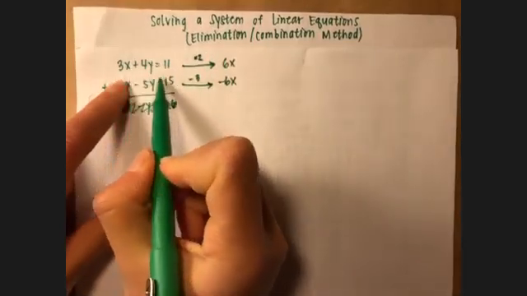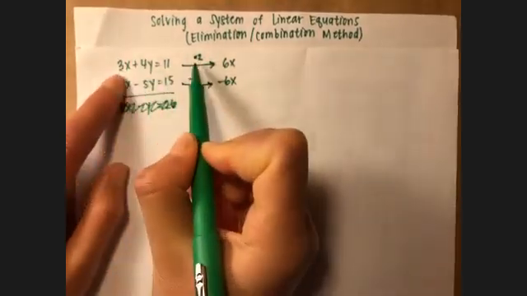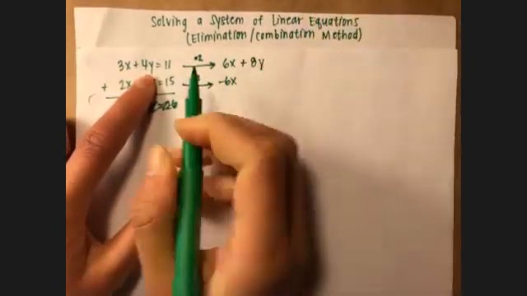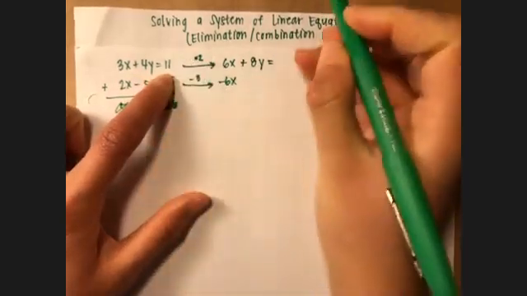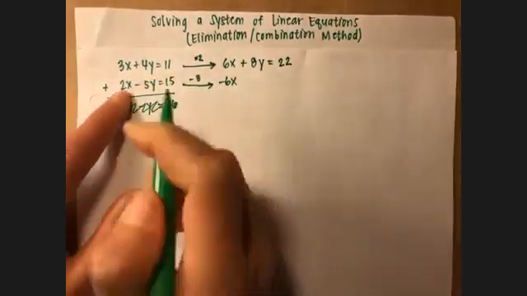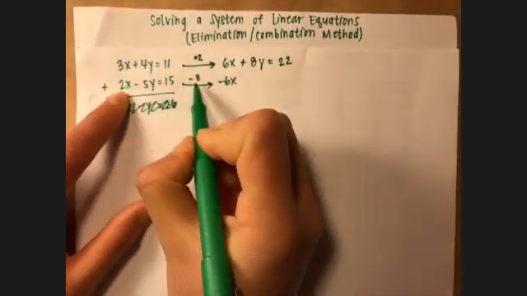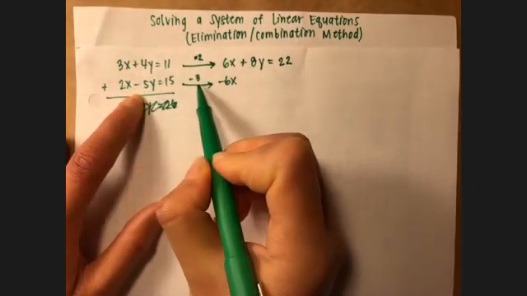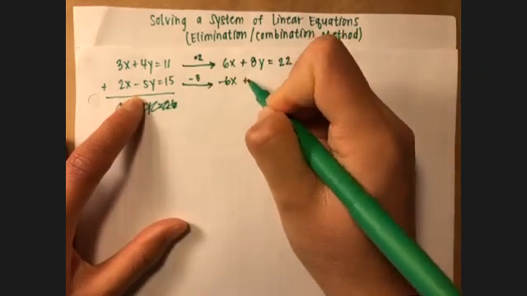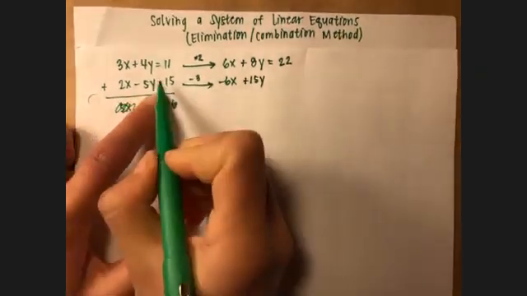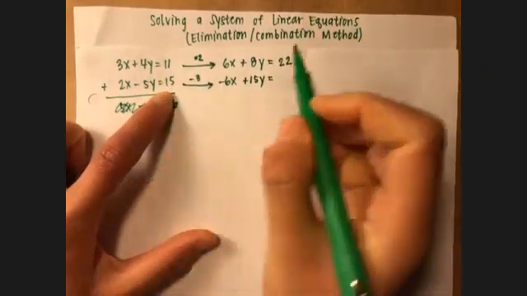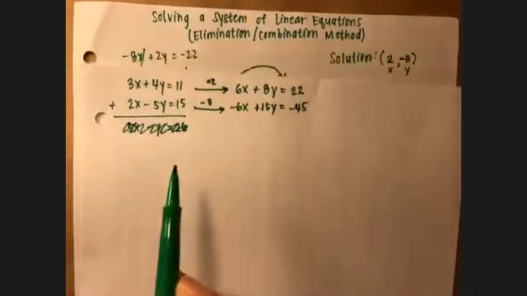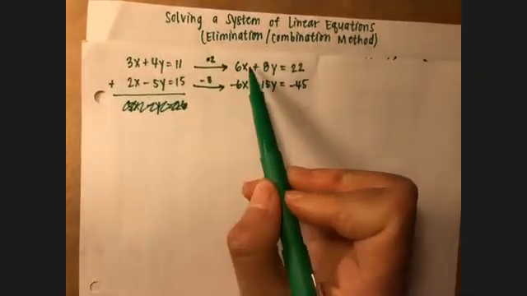Okay, so I'm going to multiply the whole first equation times 2. So 3x times 2 is 6x. 4y times 2 is 8y. Bring over the equals. 11 times 2 is 22. 2x times -3 is -6x. This is minus 5y, so -5y times -3 is +15y, equals 15 times -3 is -45. Okay, now this is looking more like the example I have here because now the x's can cancel each other out.